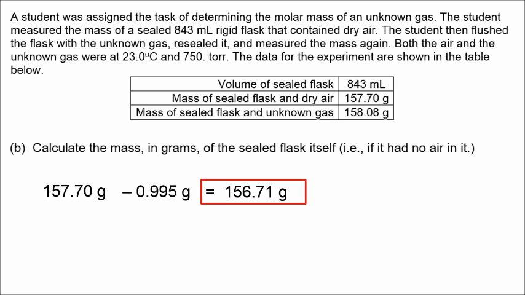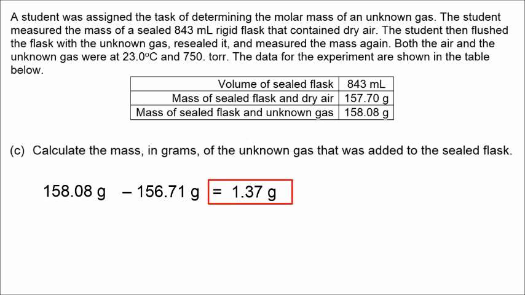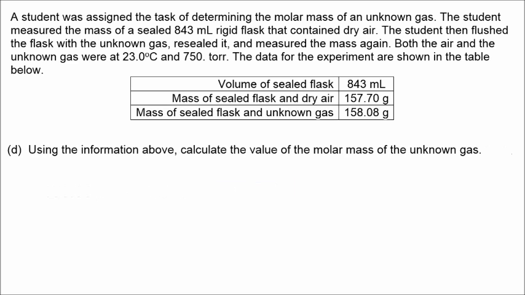Okay, so on to part C. If we know the mass of this empty flask, we can subtract 158.08, so minus the mass of the flask itself, and that gives us a mass of this mystery unknown gas of 1.37 grams. Interestingly, we know that the unknown gas is more dense than the dry air. That's because the mass is heavier. So whatever this mystery gas is, it's more dense than dry air.